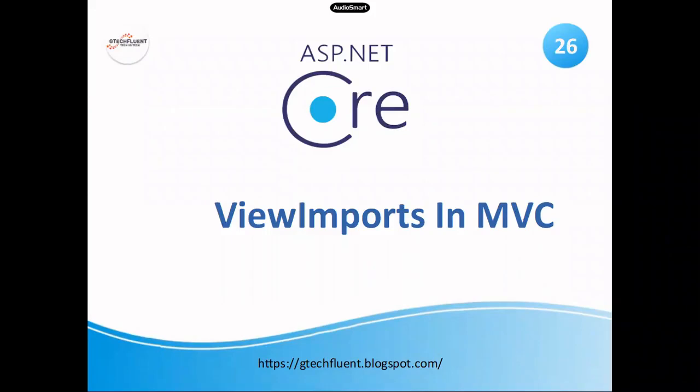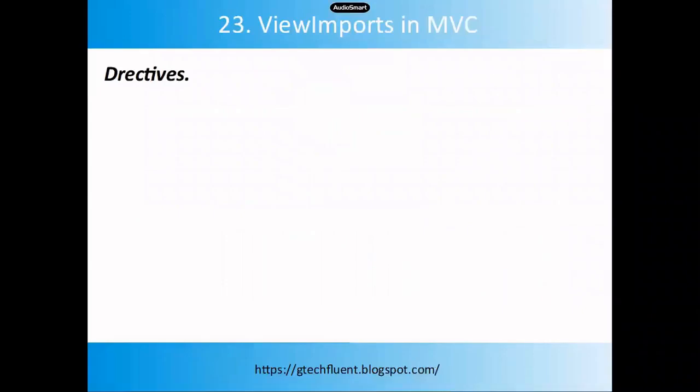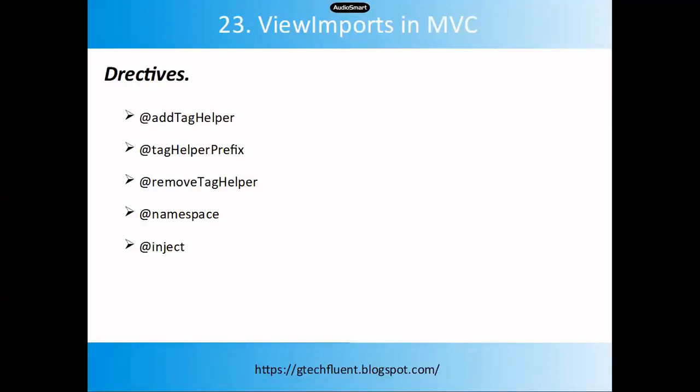In an ASP.NET Core MVC application, the _ViewImports.cshtml file provides a way to include directives globally for Razor pages, so that we don't need to add them individually in each and every page. The _ViewImports.cshtml file supports the following directives: @addTagHelper, @tagHelperPrefix, @removeTagHelper, @namespace, @inject, @model, and @using. We use the at symbol for these directives.